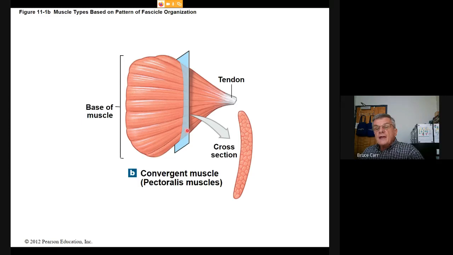So this fan-shaped muscle converges on this tendon, which is going to, in this case, cross the axillary region and attach to the humerus. So since it's attached on this side, it's basically going to pull the humerus in this direction. But this is a ball and socket joint, so we use it in a kind of an interesting way.